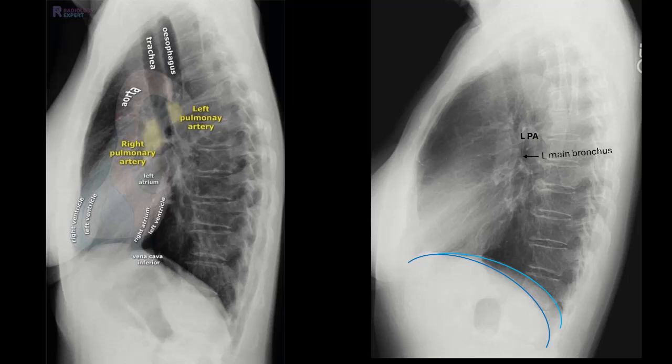The left PA arches up and over the left main bronchus, which is the lucency just below it. Notice the right PA is a bit bigger because we see the interlobar artery dropping down from it. The lucency next to it is the bronchus intermedius on the right side that travels along with it.